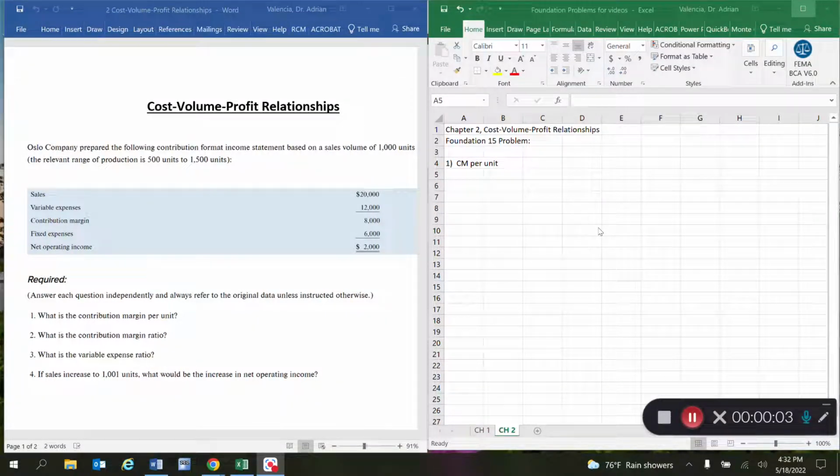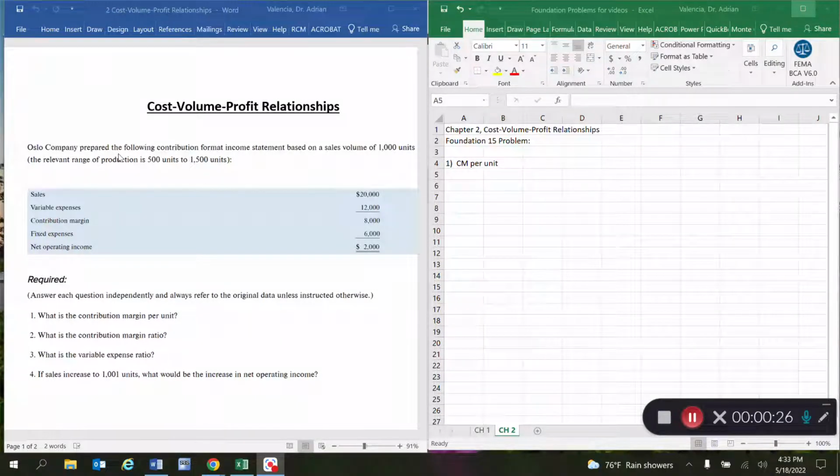In this video, I'm going to discuss the Chapter 2 Foundation 15 problem. And this is related to cost volume profit relationships or cost volume profit analysis. Sometimes we just refer to it as CVP analysis. And here we're given some information about Oslo Company.